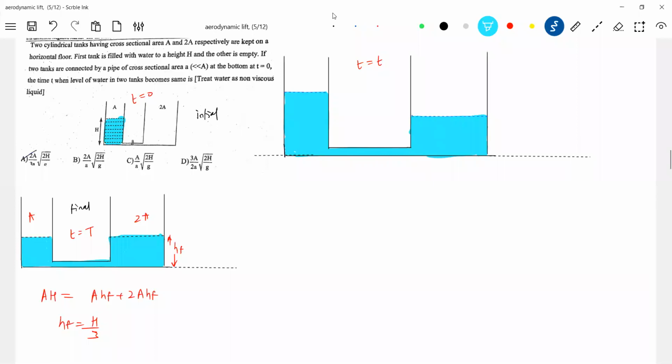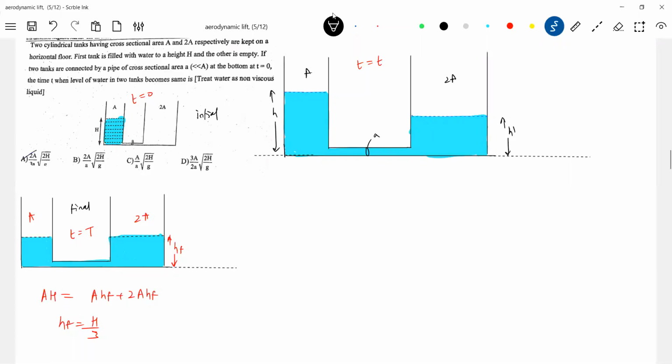Now you see, I'll call this H. Let this be H dash. This is A. This is 2A. The area of cross section here is A. That is what is given. The area of cross section here is a small a.